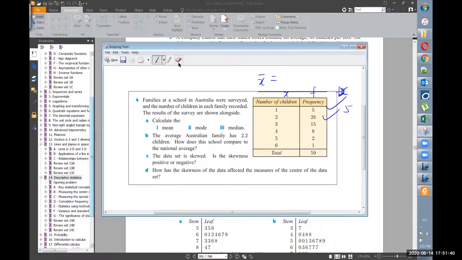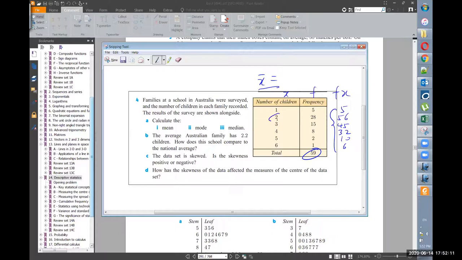Once you find your FX, this is 5, this is 56, this is 45, this is 32, this is 10, and this is 6. In order to find the mean, you need to take the sum of FX. So you add this all up and divide by 59. And then the mode.